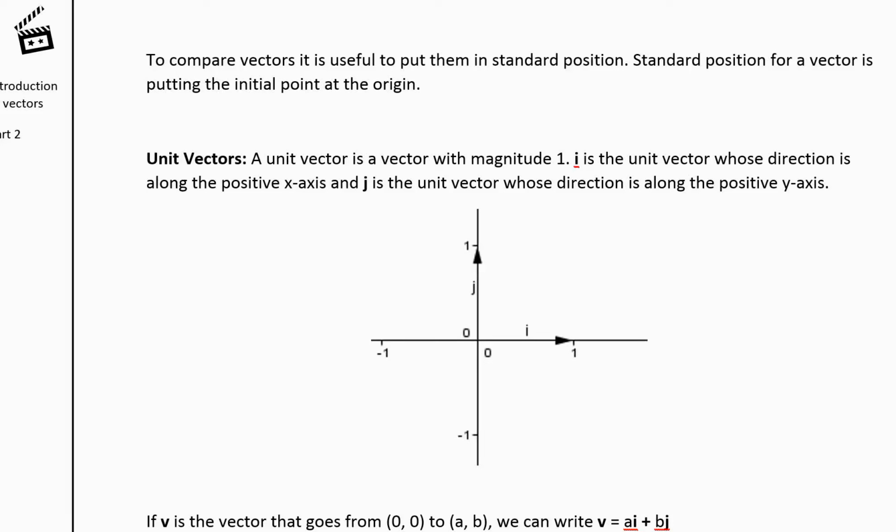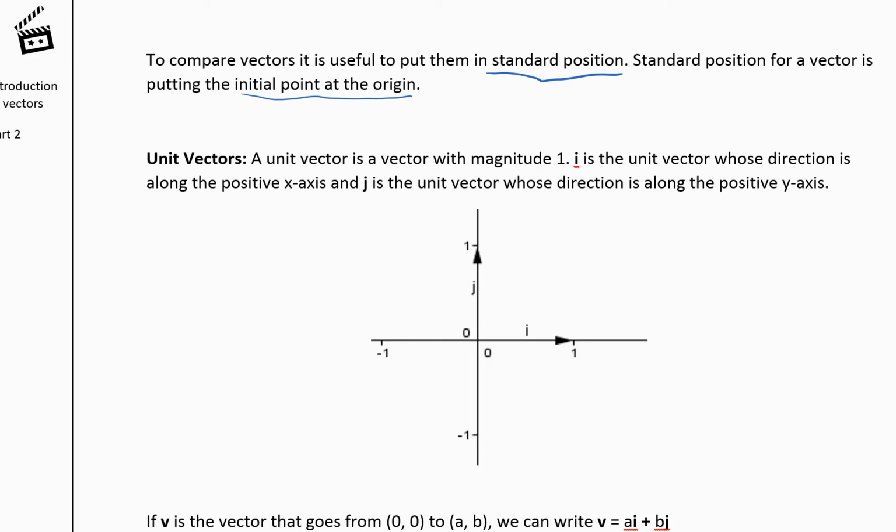So in the last video, we talked about how two vectors are equal if they have the same magnitude and the same direction. It doesn't matter exactly where you put them on a coordinate axes. But to help us compare them, it's useful to put them in what we call standard position. So standard position just means we put the initial point at the origin. Then whatever direction it's going in and however long will determine the rest of the vector.